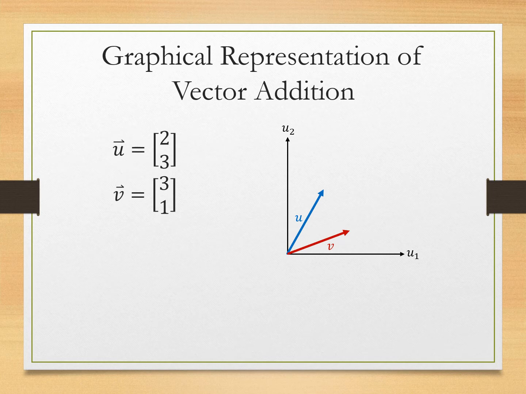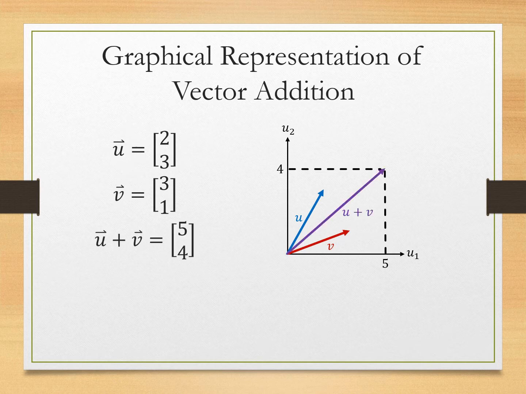How do you graphically represent vector addition? Let's say you have two vectors, u and v, pointing towards different directions. You add them up, 2, 3 plus 3, 1. You get 5, 4, which is this purple vector. So 2 plus 3 equals 5, and 3 plus 1 is 4. So we have this purple vector, longer. How do we represent it graphically?